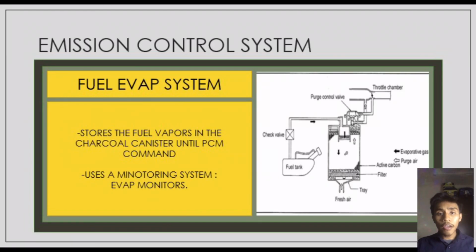Lastly is the fuel evap system. The fuel evap system is used to prevent gasoline vapor from escaping into the atmosphere from the fuel tank and the fuel system. The fuel tank of the vehicle holds the fuel, which makes the car run.